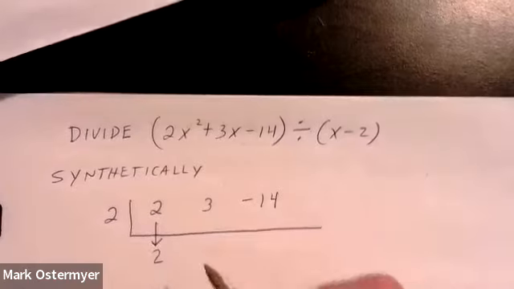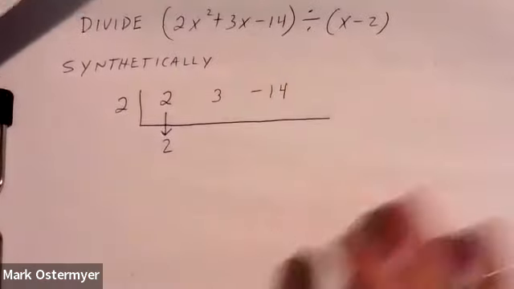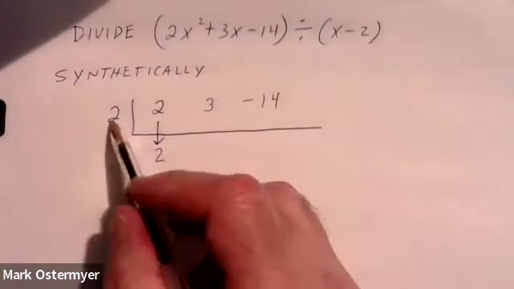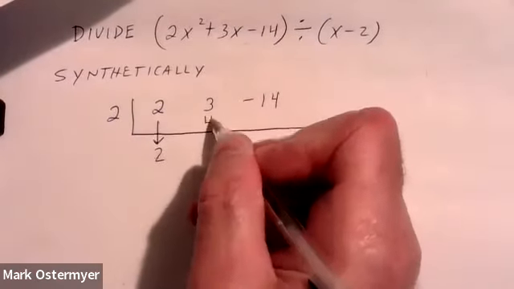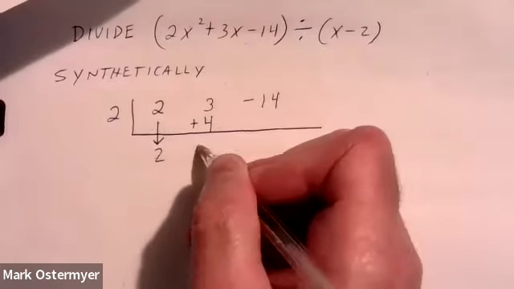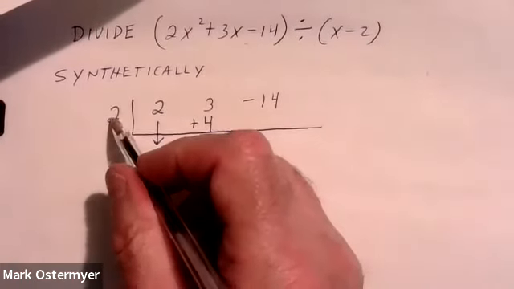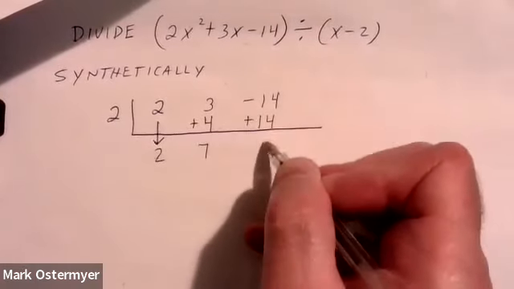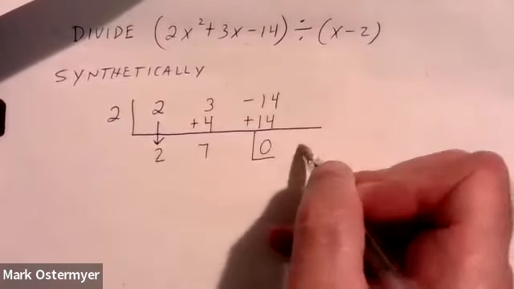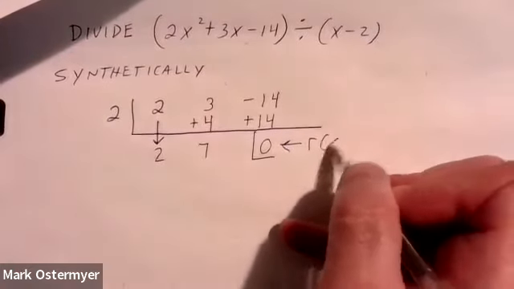Synthetic division is very easy to perform. It's actually pretty enjoyable. All you do is you multiply, bring the number up, and add. 2 times 2 is 4. Bring the number up and add. 3 plus 4 is 7. Multiply. 2 times 7 is 14. Bring the number up and add. And you get 0. This 0 is called your remainder.